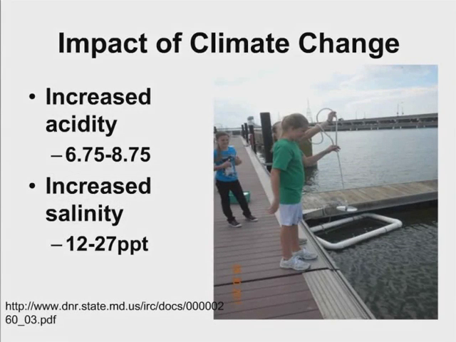As we studied our oysters, oysters have a certain area in which they can grow successfully, and acidity wise is between 0.6, 0.75 and 8.75. Basically, it's a basic water they desire, and salinity between 12 and 27 parts per thousand. Salinity would be impacted because as the ocean level rises, the shoreline would recede.